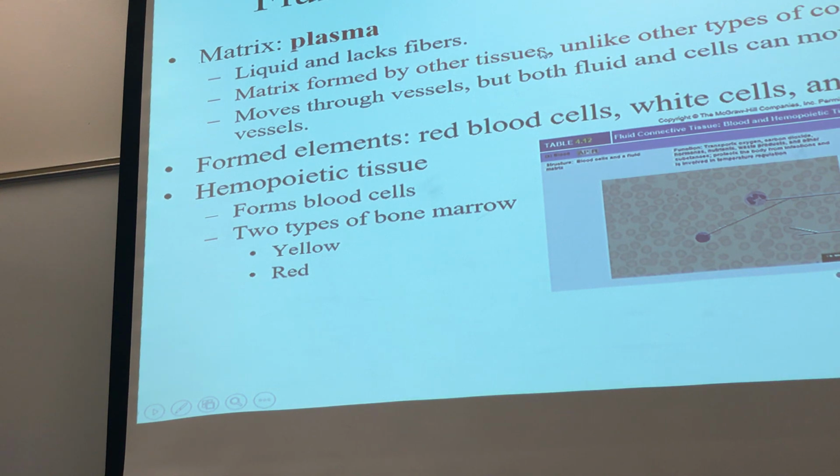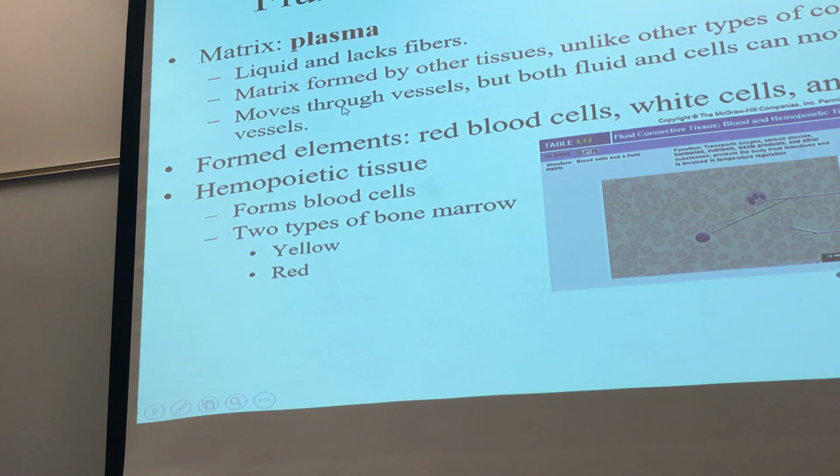The matrix is formed by other tissues, unlike other types of connective tissue. In other words, when we look at bones, you have osteoblasts and osteocytes. Those cells make the actual bone matrix and the bone material. In cartilage, you have chondroblasts and chondrocytes. They form the actual cartilage material. Now in blood, we have red blood cells and white blood cells. We have platelets. They have nothing to do with forming any of the plasma that's carrying them. So it's kind of weird that way.